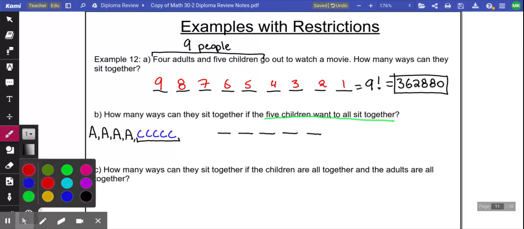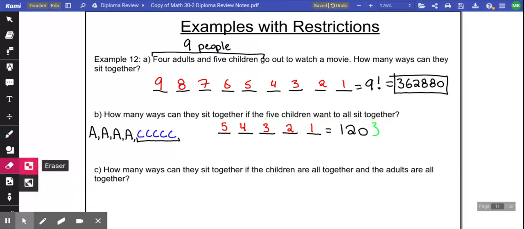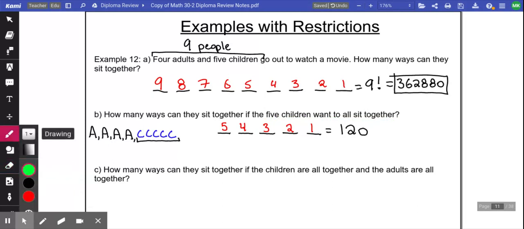To calculate this, I would go 5 times 4 times 3 times 2 times 1. That would equal 120 ways in which you could sort the 4 adults and the children are all together. I call this sorting the main group.